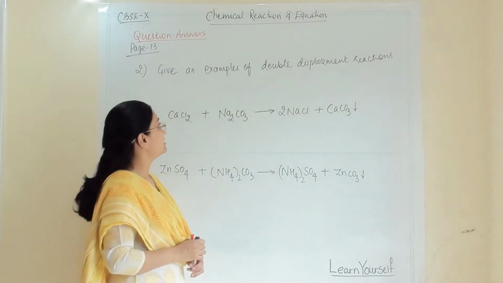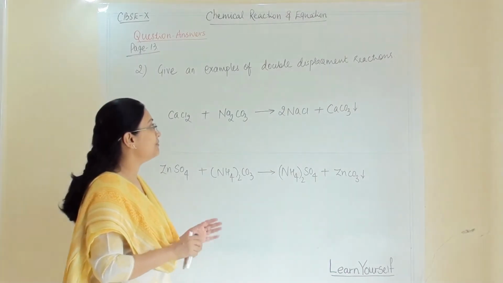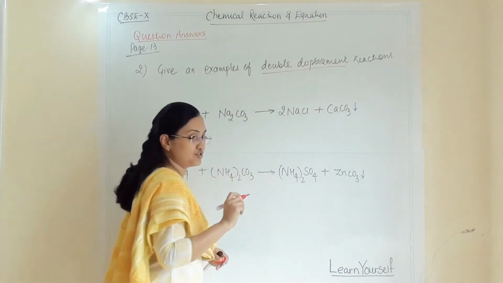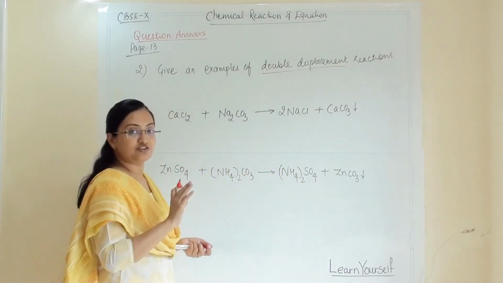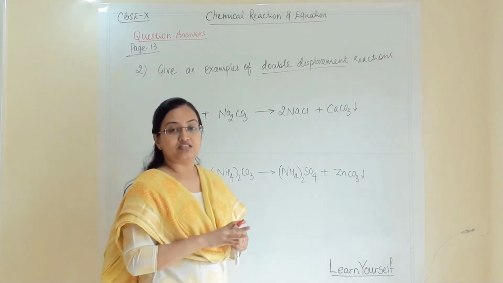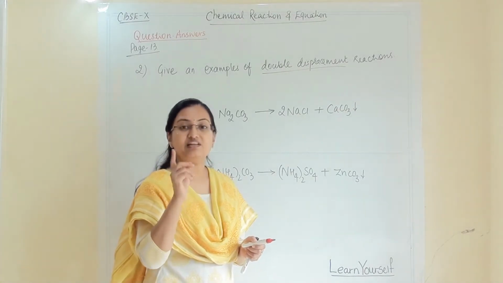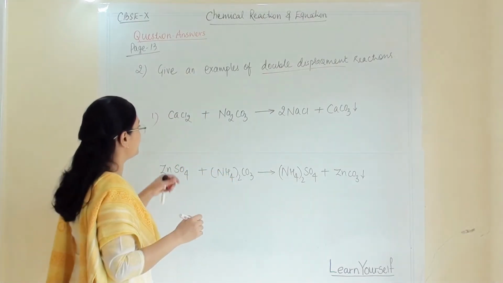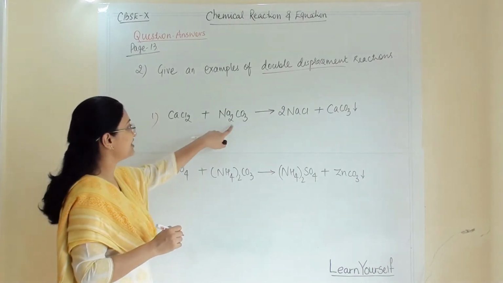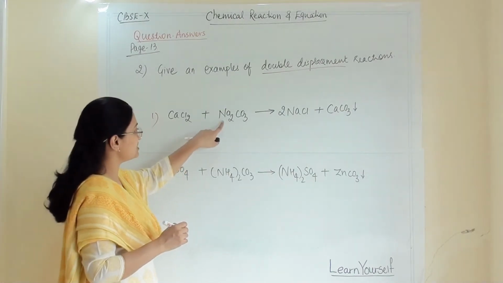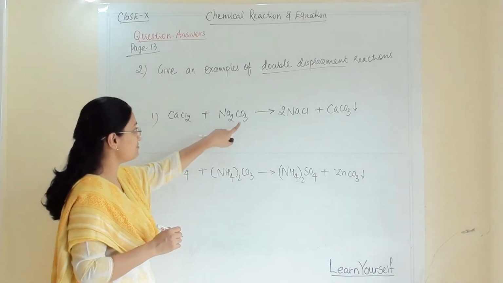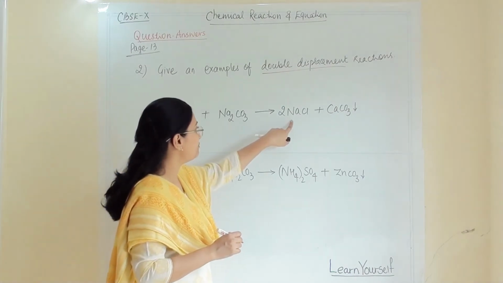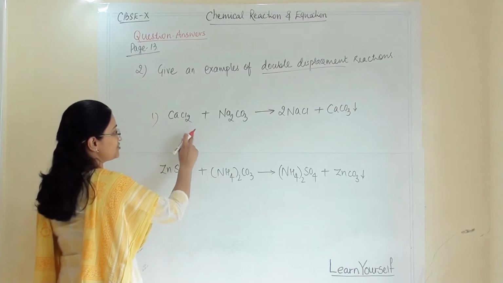So our next question is, give an example of a double displacement reaction. First of all, what is a double displacement reaction? In a double displacement reaction, in the reactants there will be two reactant compounds. They will interchange their ions. So here the first example I have written is calcium chloride will react with, how will you pronounce this? This is sodium, this is carbonate. Sodium carbonate. Calcium chloride will react with sodium carbonate and will give us, let us understand this reaction.